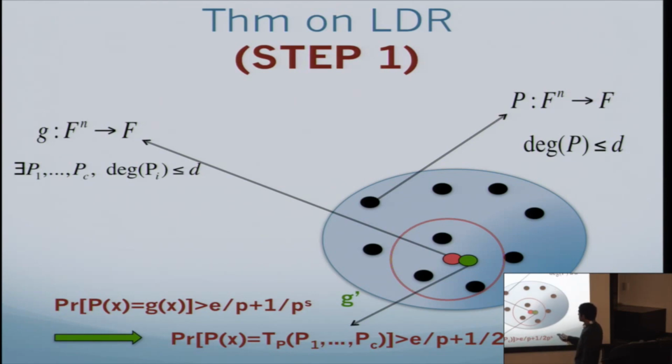But note that this is a bit misleading. G and G prime need not be close to each other. All this is saying is whenever P is close to G, there will be a G prime where P is close to G prime, and the advantage is that this P1 through PC are universal. They don't change with capital P. The only thing that changes with capital P is this composition function. But this is fine for us because it's a C variate function, so we are not unhappy about that.